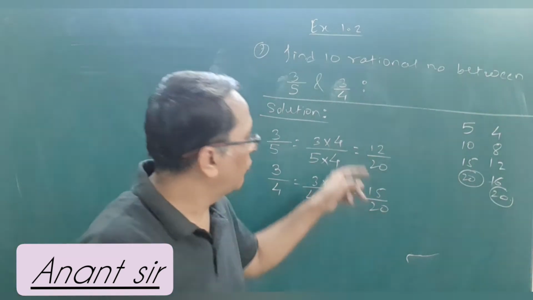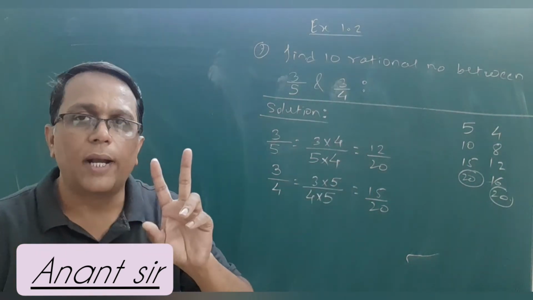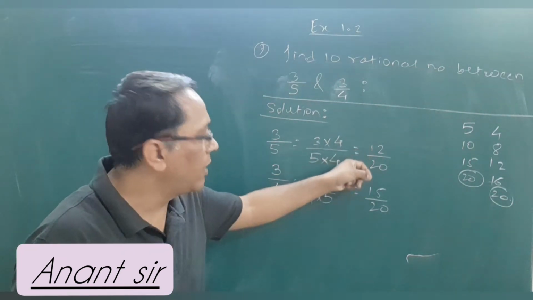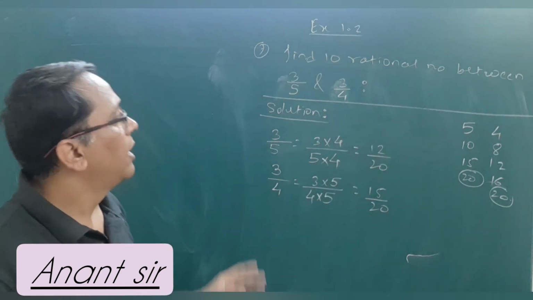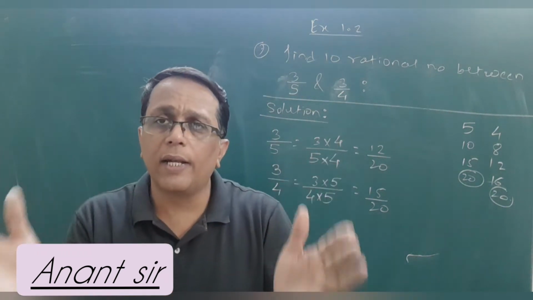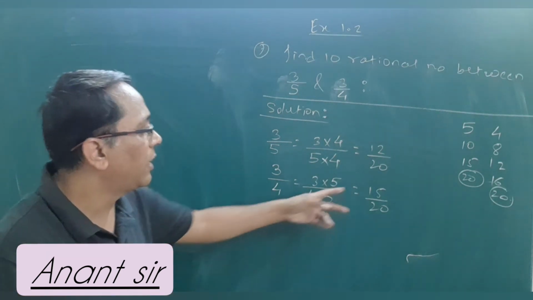Now, we can see that there are only two rational numbers which I can write from this, 13 by 20, 14 by 20. But we want 10. So to find 10 rational numbers, we just have to increase the denominator.